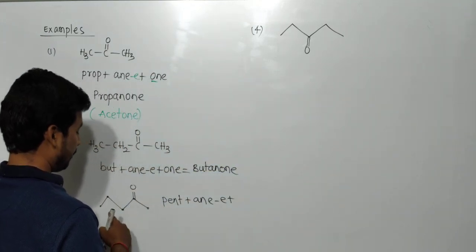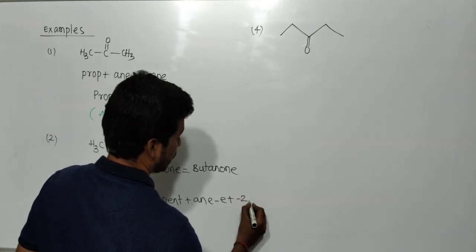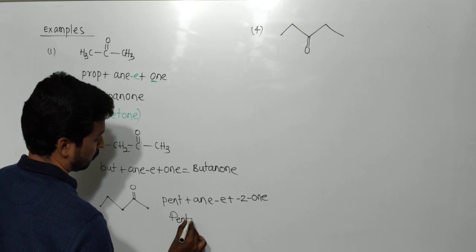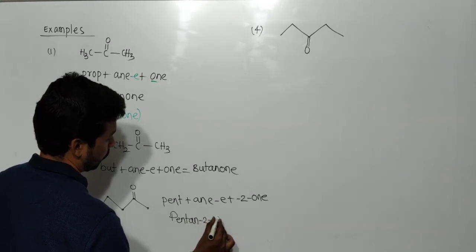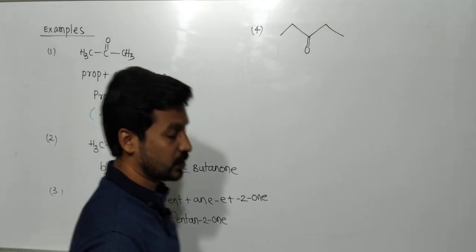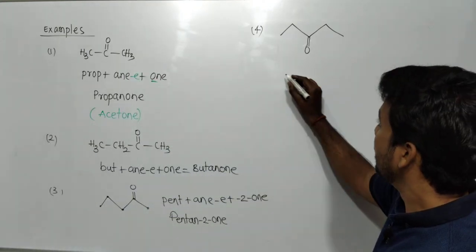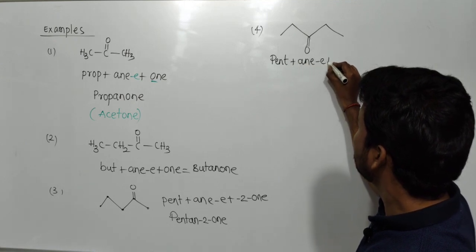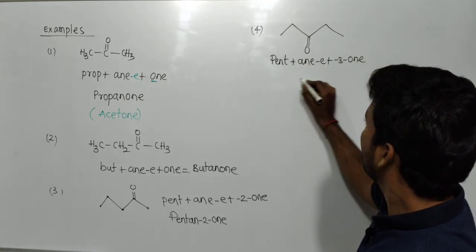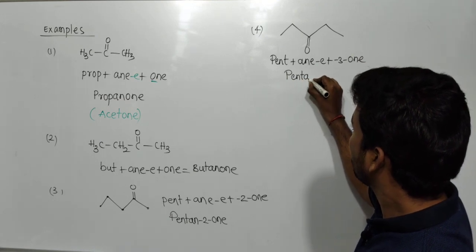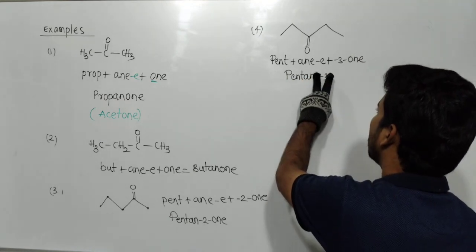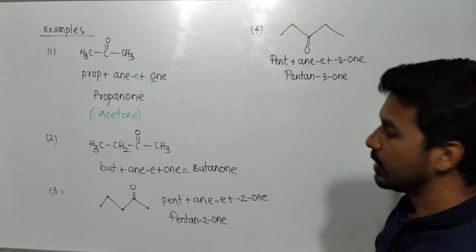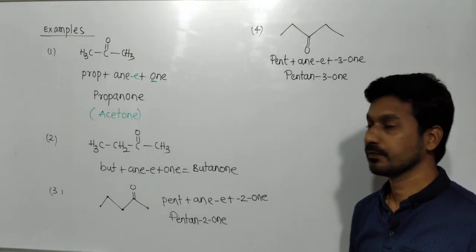This is pentane, pent plus ane, 2 on. Position of keto group is second position. Pentane 2-on. Pentane 2-on is the IUPAC name. Here for this molecule, pentane, pent plus ane minus E, third position on. Pentane, remove E because the secondary suffix begins with a vowel, on. Pentane 3-on. Pentane 3-on is the IUPAC name.